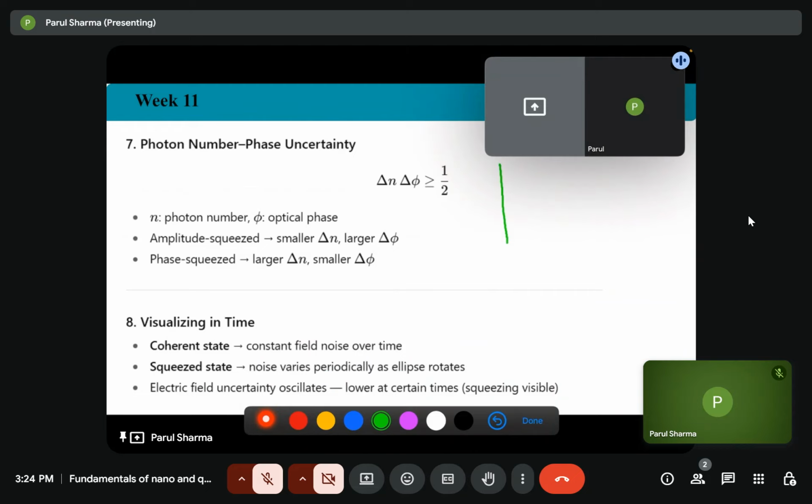So we can draw the histogram for phi. This is phi. This is probability.